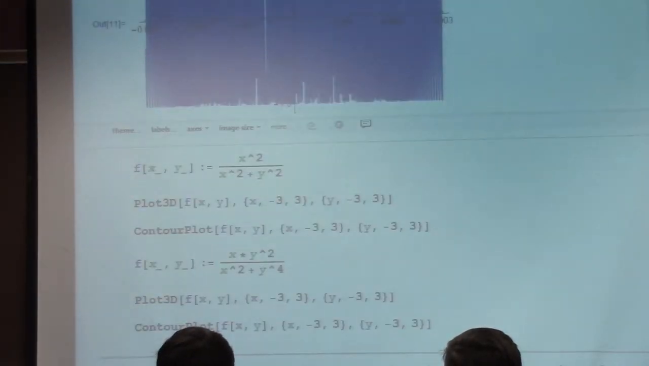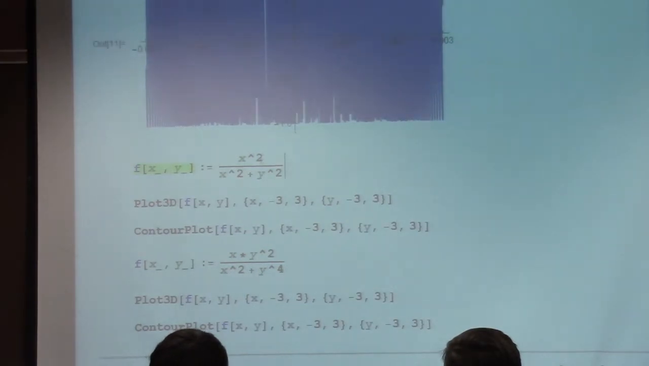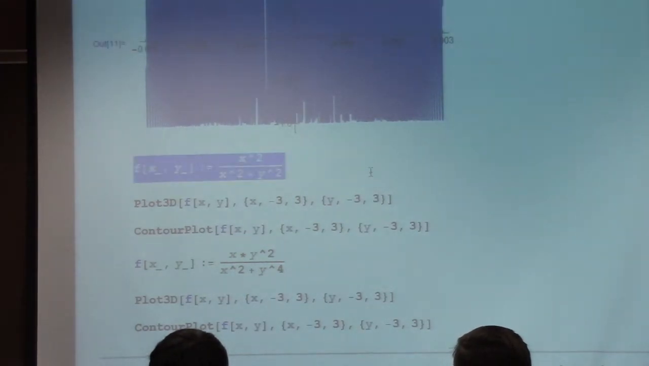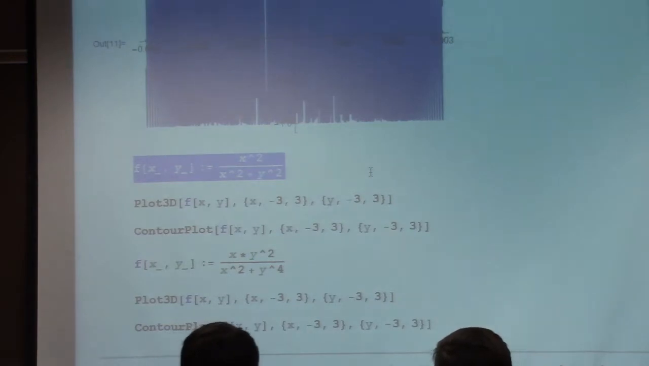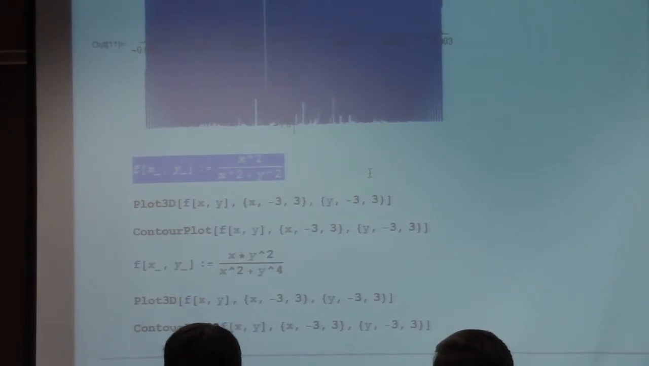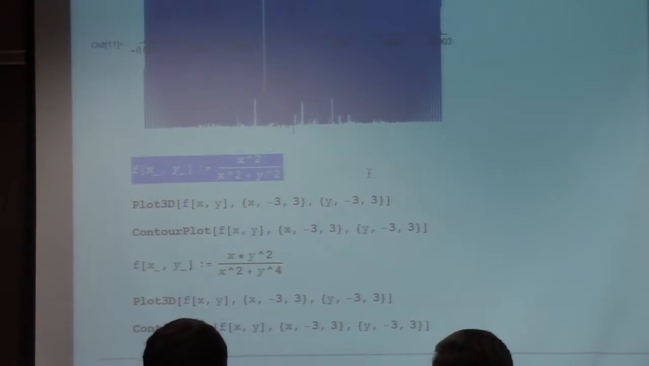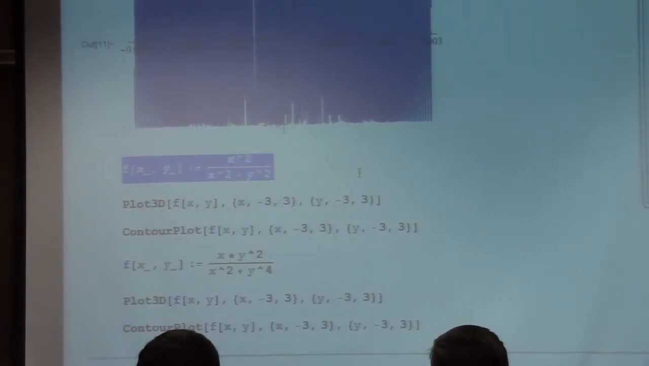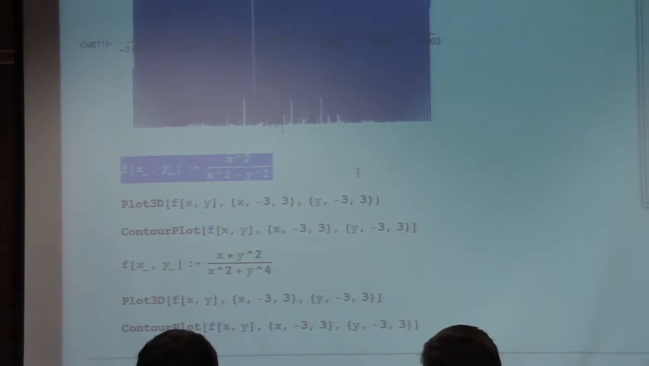Here are a couple examples of wild functions in multivariable calculus. You might want to write these down. F of x, y equals x squared divided by x squared plus y squared. What's wild about that? Well, the first thing you should notice is that you would be dividing by 0 if you plugged in the origin, x equals 0, y equals 0.